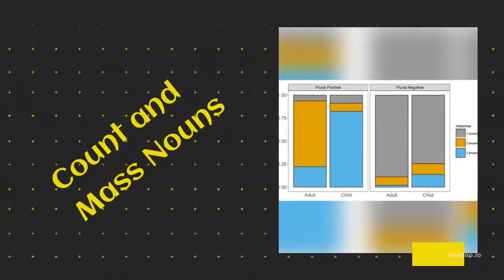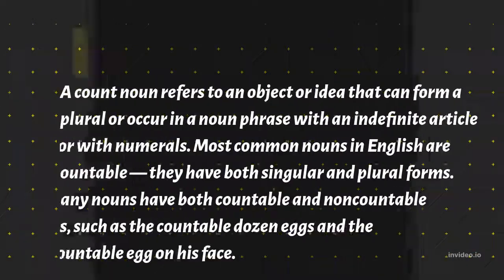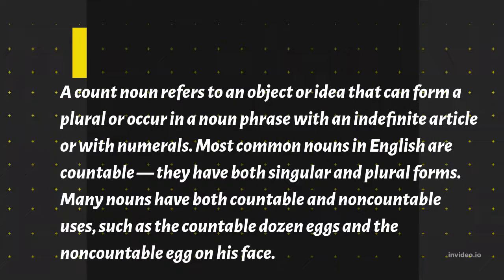Count and mass nouns. A count noun refers to an object or idea that can form a plural or occur in a noun phrase with an indefinite article or with numerals. Most common nouns in English are countable. They have both singular and plural forms. Many nouns have both countable and non-countable uses, such as the countable dozen eggs and the non-countable egg on his face.